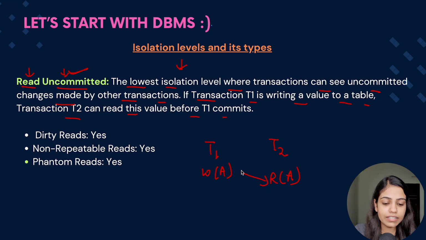So here you can see that there is a write-read problem which is happening, because of which it doesn't take care of dirty reads. The dirty read problem is still there in this particular isolation level.